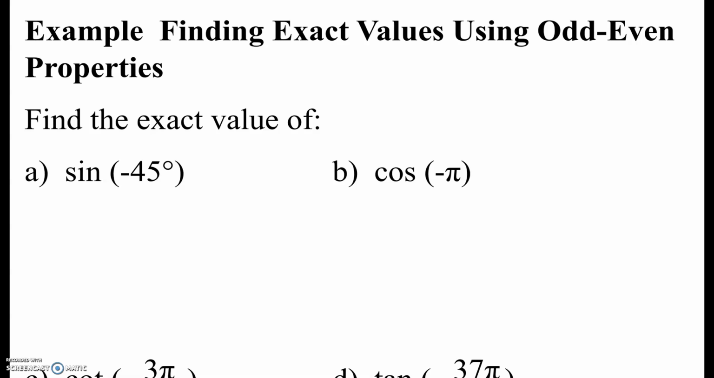So the way we'll go about using these, finding the exact value using odd or even properties. Find the exact value of sine of negative 45 degrees. Again, sine is an odd function, so this is going to be the same as the opposite of sine at 45 degrees. And from our unit circle, we know the sine of 45 degrees is the square root of 2 over 2, and we take the opposite of that.